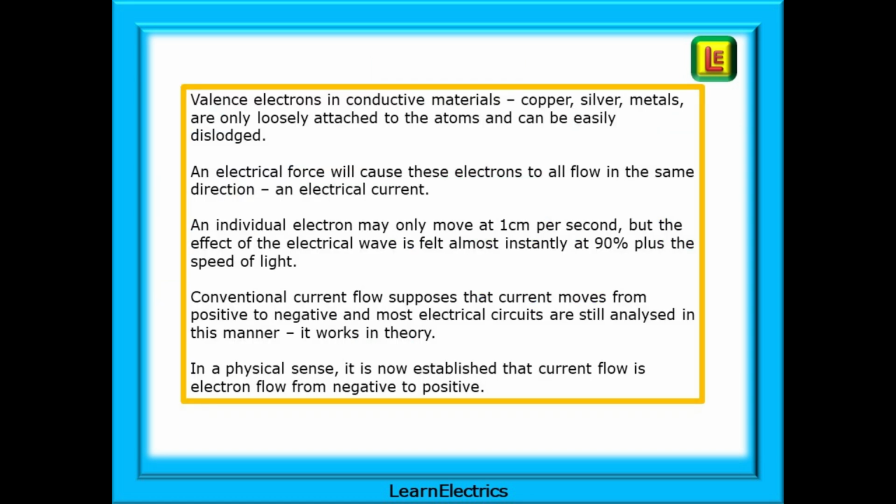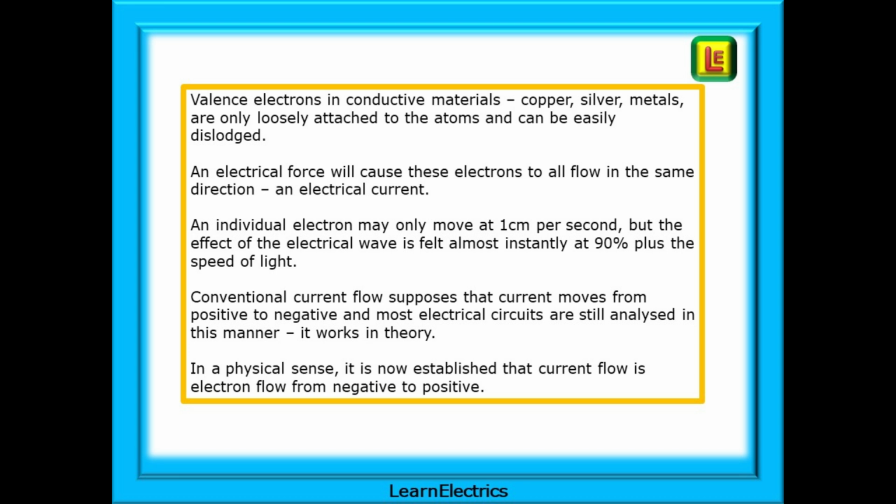And so, a very short recap on this very simple introduction. Valence electrons in conductive materials, copper, silver, gold and other metals are only loosely attached to each of the atoms and can be easily dislodged. They are free to move between other atoms. An electrical force will cause these electrons to all flow in the same direction, an electrical current. An individual electron may only move at 1 centimetre per second, but the effect of the electrical wave is felt almost instantly at over 90% of the speed of light.